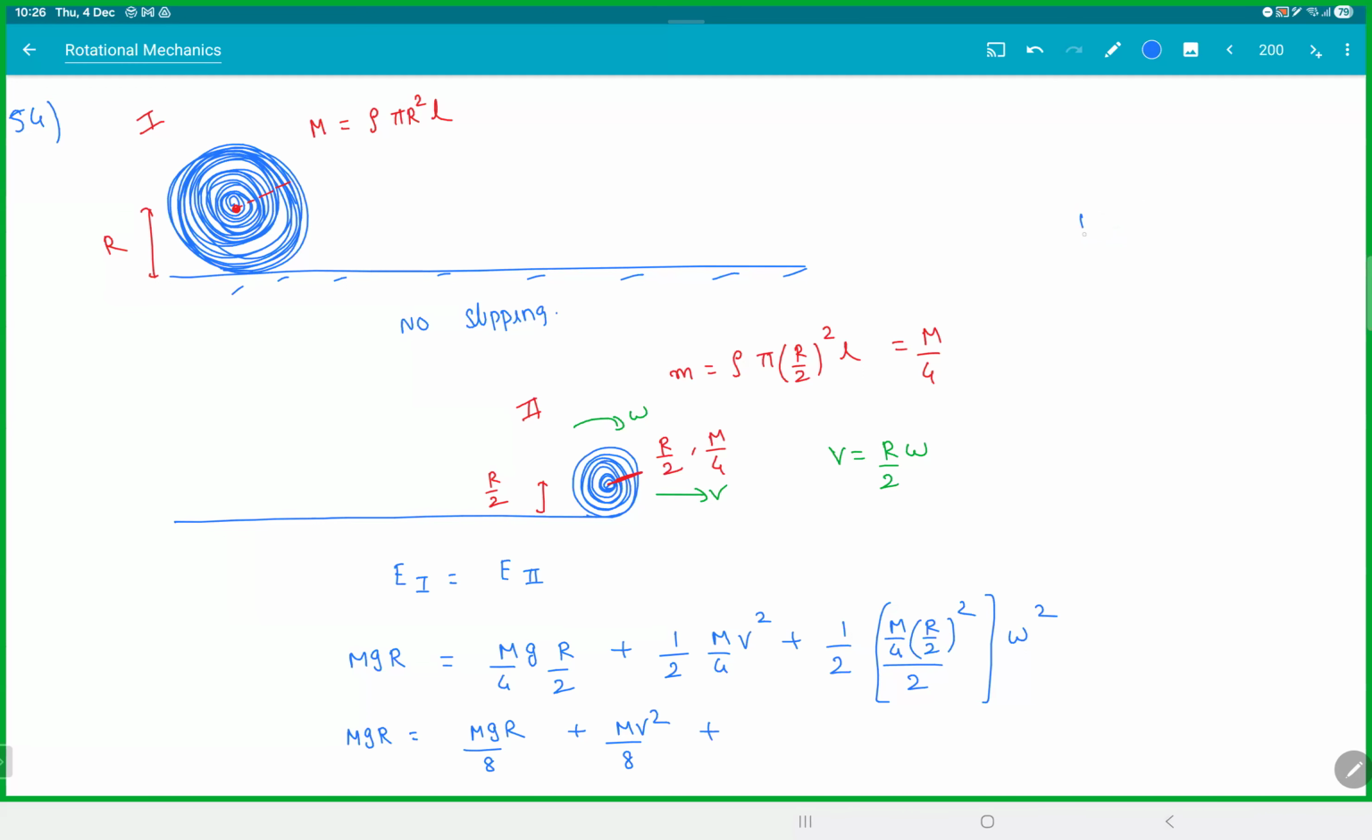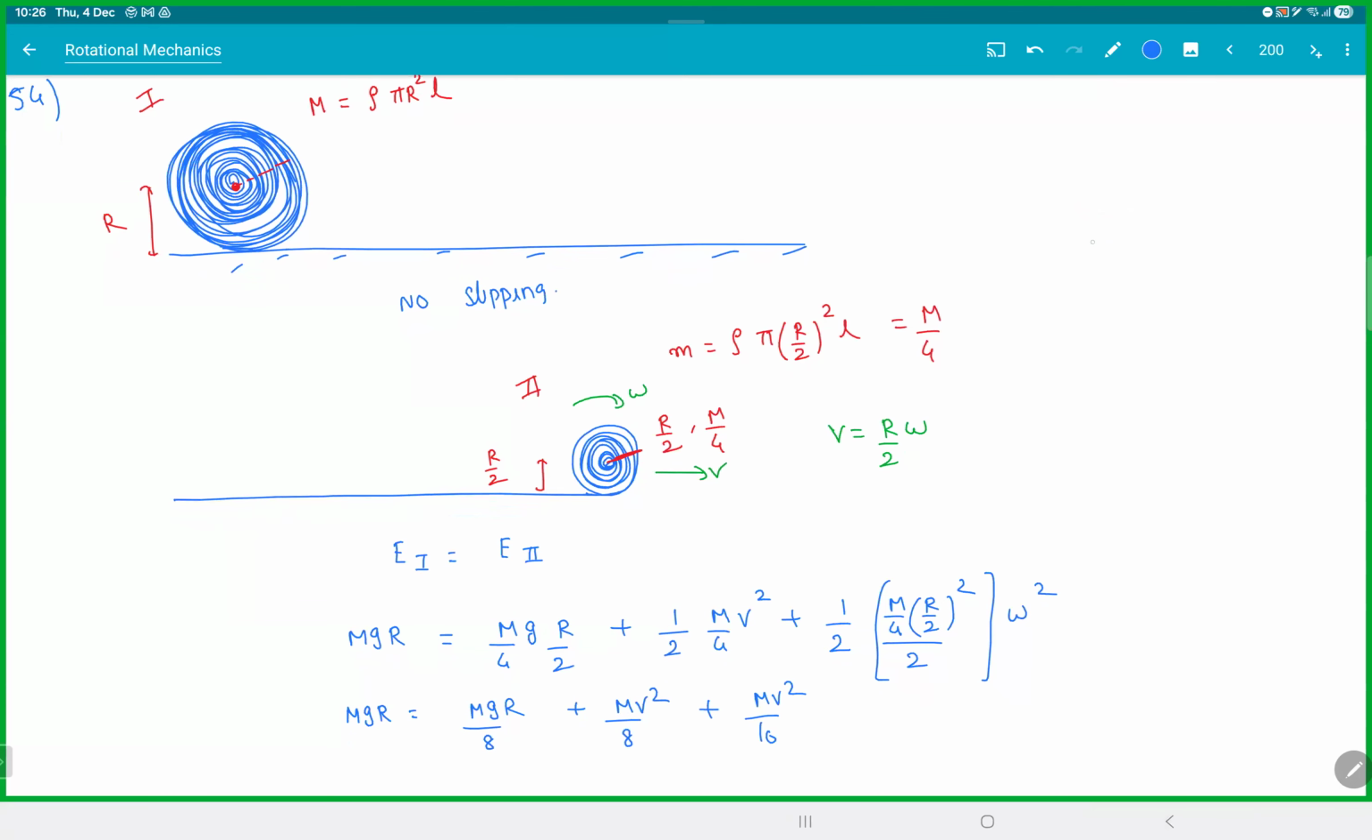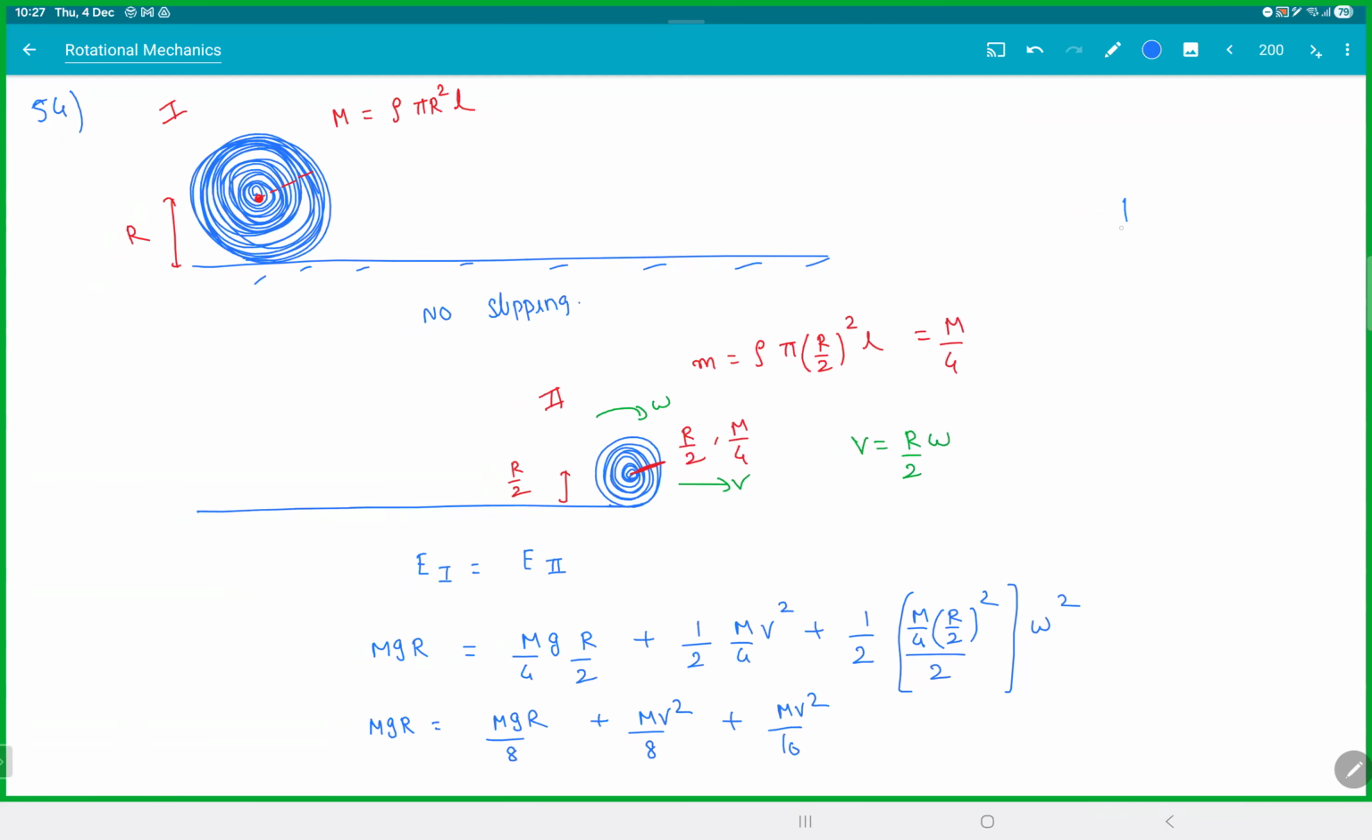That would be 1 by 4, m by 4, r square by 4, omega square. But r omega is 2v, so 2 goes off. So we get mv square by 16. Then 7 by 8 gr, and that's 3 by 16. Check. That's your answer. Clear with this? Again, if you understand the mass is becoming 1/4, it is easy to solve.